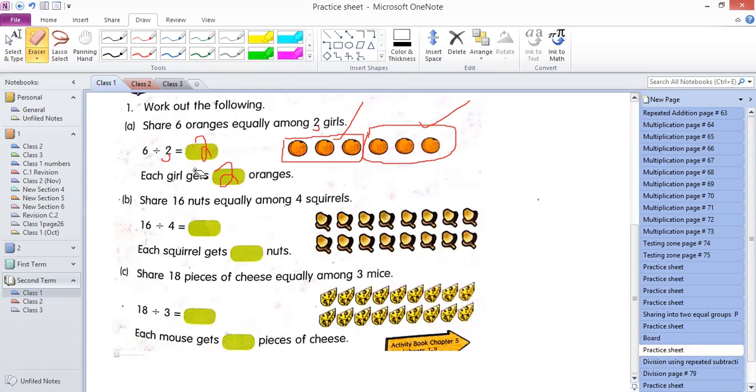So I am going to come to you with question number B. Share 16 nuts equally among 4 squirrels. Okay, this is the question, and I'll come to you one by one.